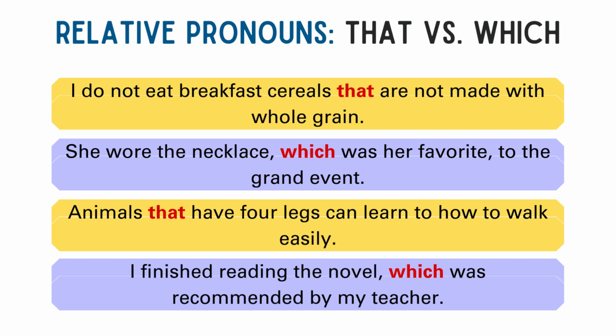In the first sentence, that is used because the clause introduced is specific and essential to the sentence. It explains the type of breakfast cereals that the speaker eats. And as you can see, no comma was used before or after the clause introduced by that. Now, let's take a look at the second sentence. She wore the necklace, which was her favorite, to the grand event. The clause, which was her favorite, is neither specific nor essential. That's why we use which instead of that. And take note that we separated the clause introduced by which with a comma before and after.